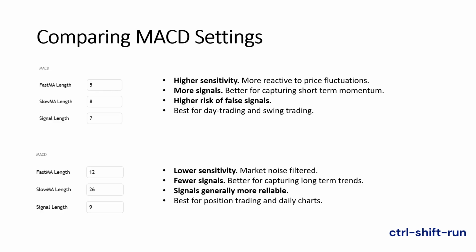Here's a summary comparing the different MACD settings. For shorter time frames up to 1 hour, if you are doing day trading or swing trading, a 5, 8, 7 setting on the MACD indicator is better. On the other hand, if you're doing more long-term position trading and using daily charts and want to smooth out the noise, then the standard 12, 26, 9 settings would work better.